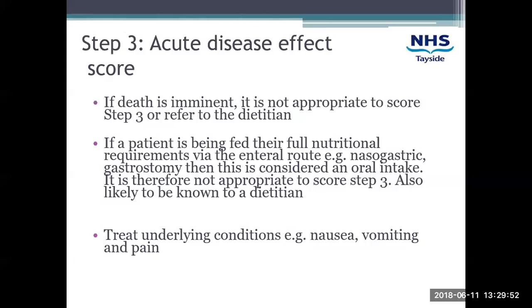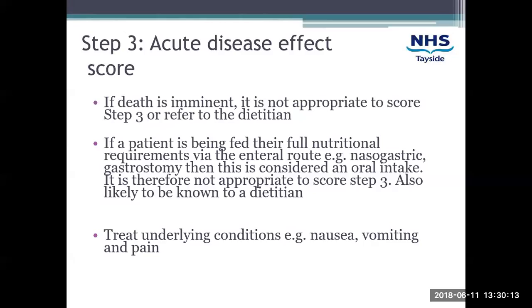If a patient is being fed their full nutritional requirements via the enteral route, so if they've got a nasogastric tube in place, this is considered their oral intake. So therefore it's not appropriate to score at step 3. And they're also very likely to be known to the dietitian already as part of their care.